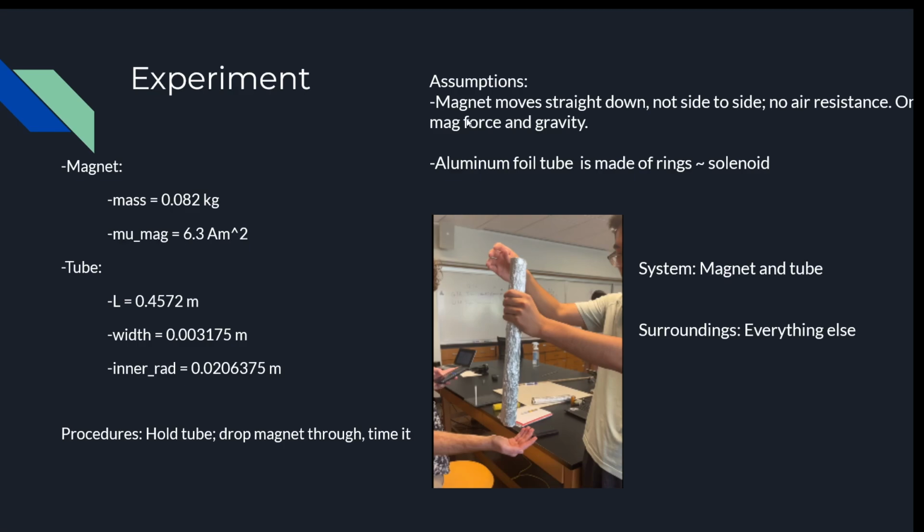So we assume that the magnet moves straight down, not side to side, that there's no air resistance, and that only magnetic force and gravitational force are acting on it. We assume the aluminum foil tube is made out of rings like a solenoid, and the system is the magnet in the tube, the surroundings is everything else.